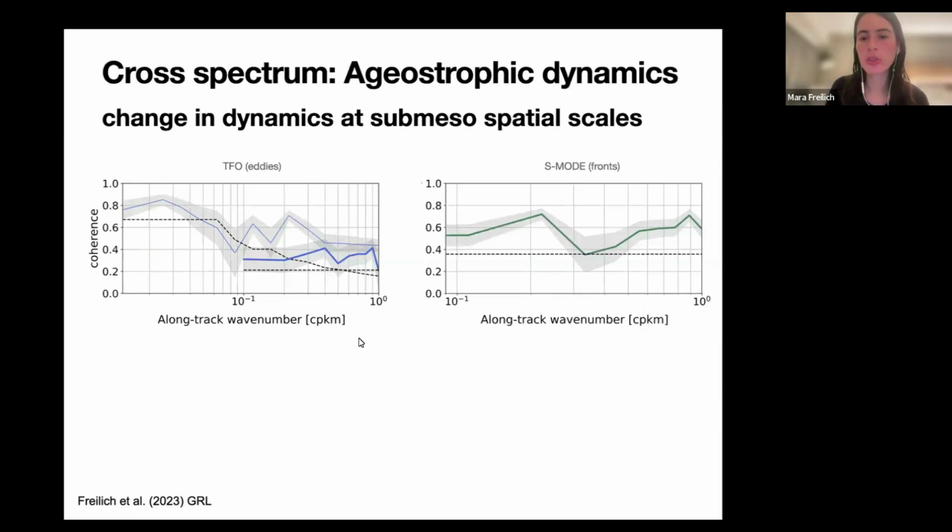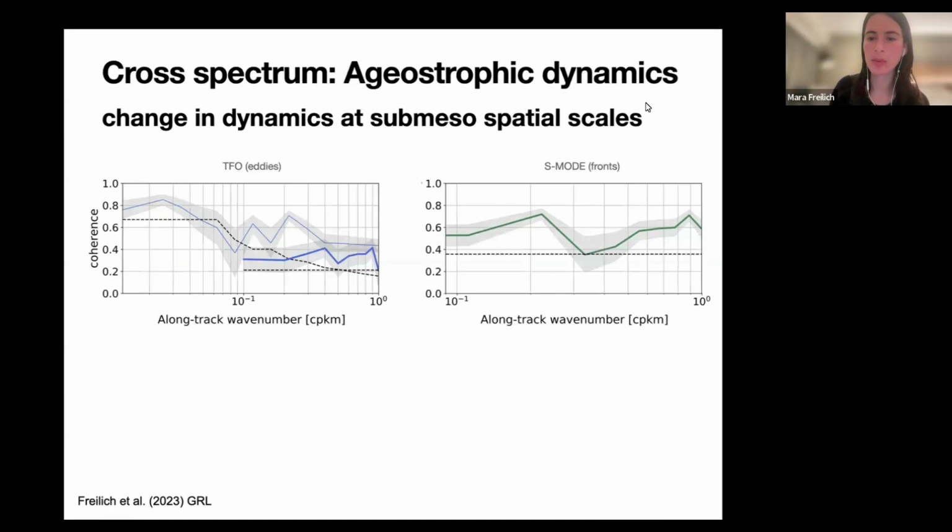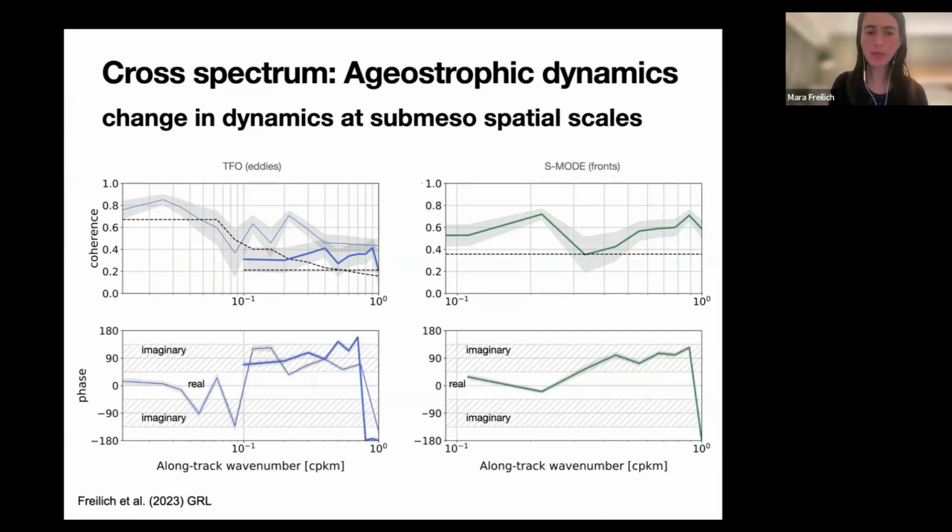And so if we take our two observational cases, the eddying case on the left-hand side and the frontal case on the right-hand side, here I'm showing coherence, and so they both have significant coherence across nearly all spatial scales that were sampled. And now I'm showing phase, and so if the phase is around 0 or 180, that's real, and purely imaginary at plus or minus 90 degrees.